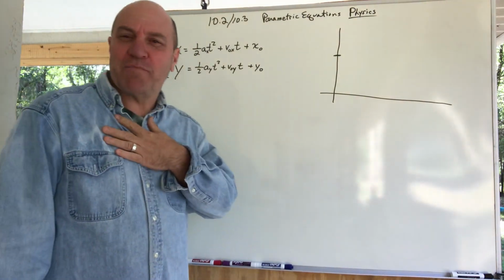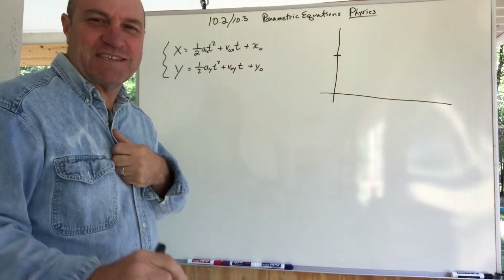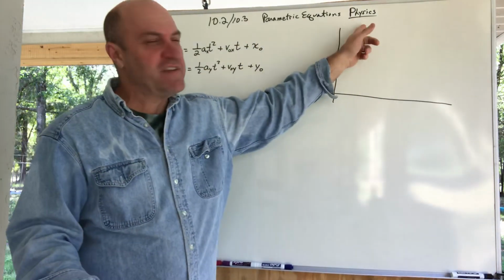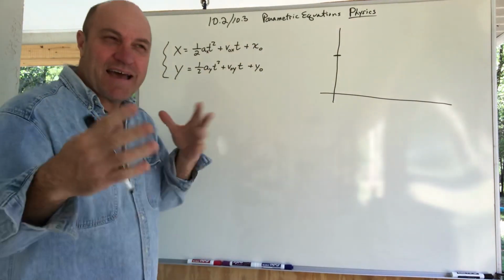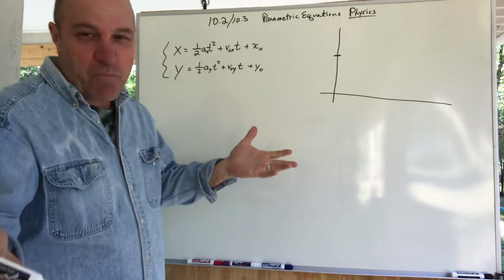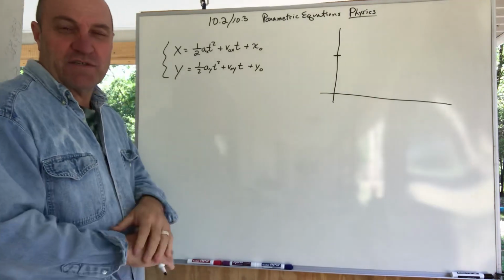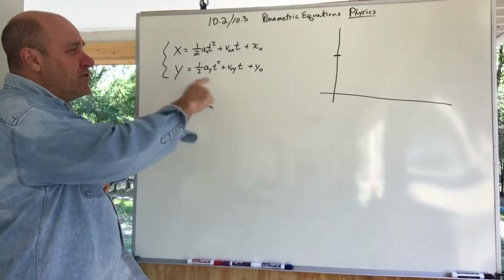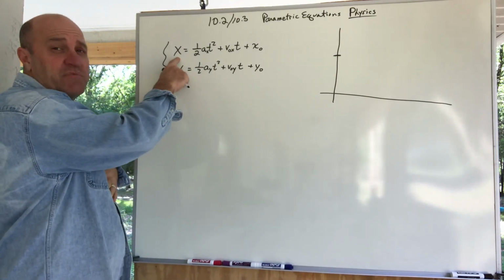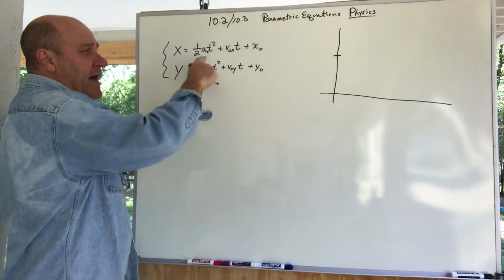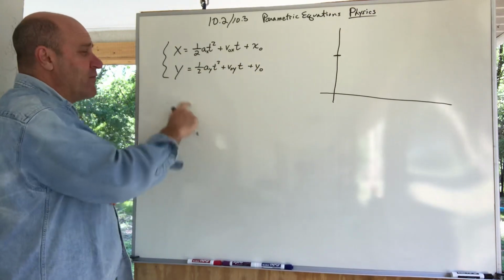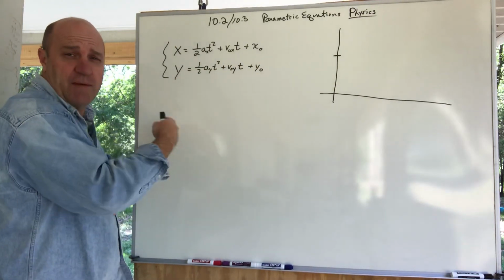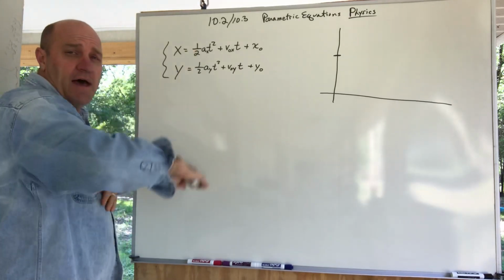Hello, Calculus 2, back to some more parametric equations. I wanted to elaborate on some physics. I haven't discussed the real important use of parametric equations, which is in physics when you've got two-dimensional motion. You might be trying to talk about the x position of an object as a function of time, and then you might want to talk about the y position of an object as a function of time.